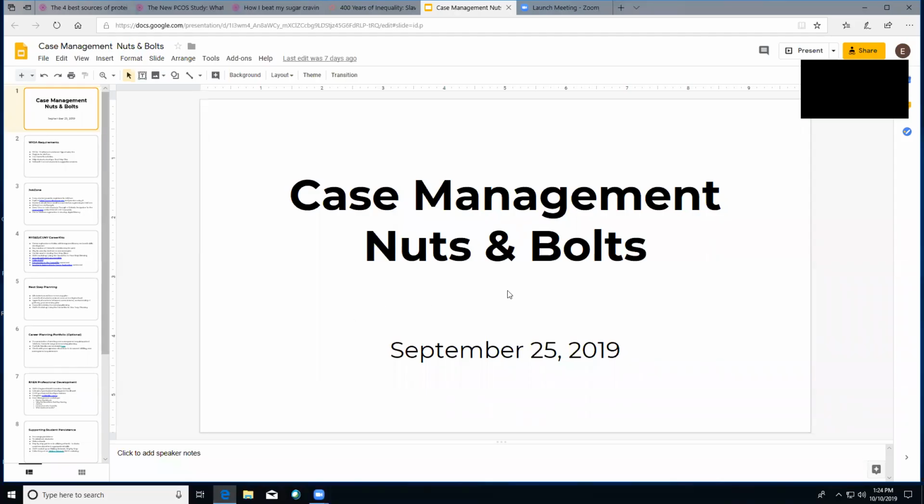And here we go. This is an overview of the case management position and the expectations that are required. I'm going to go through them. I'm going to say what they are briefly, and then I'm going to go through each of them in more detail.